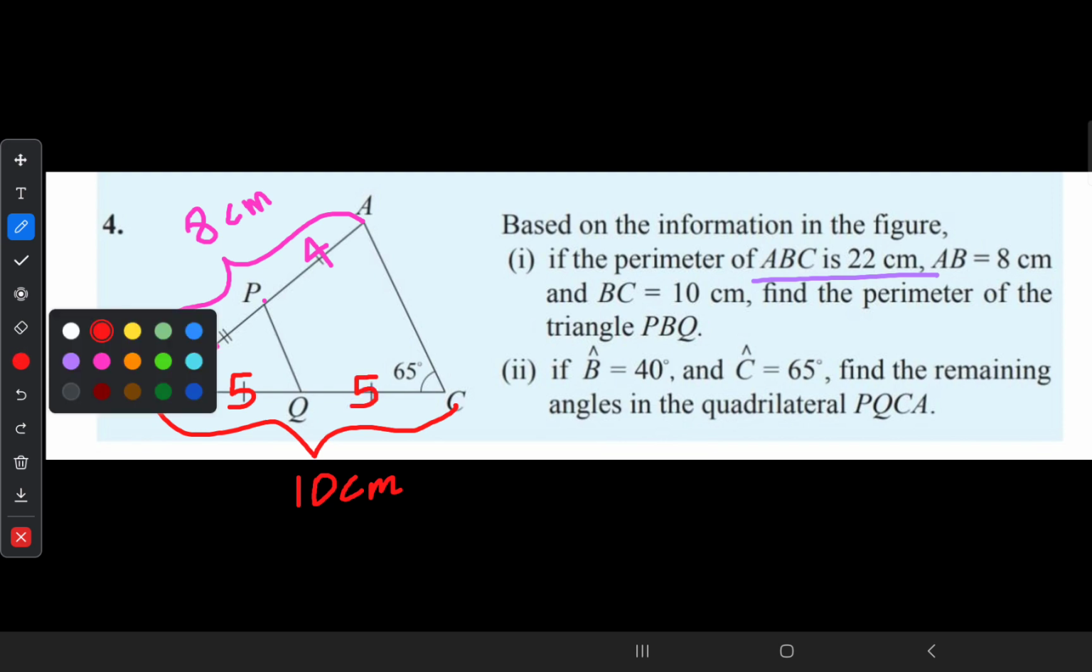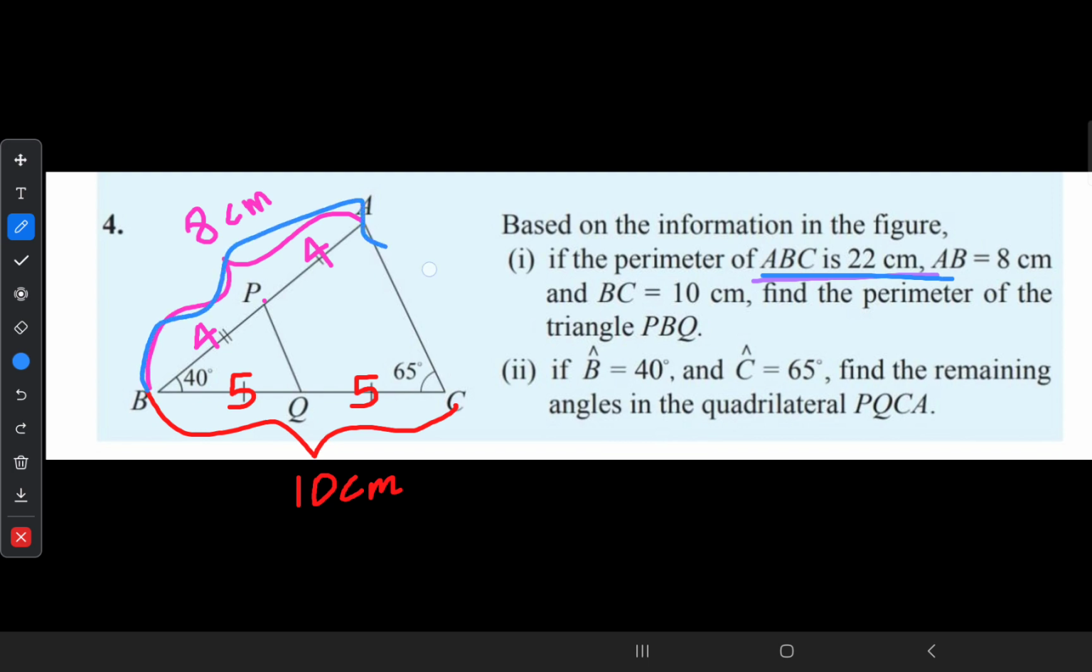Perimeter of PBQ. The question is to find the perimeter of this small triangle. We know the length of two sides. How can we find the third side's length? That's why we are having the data here. Perimeter of this total triangle ABC is 22. Already this is 8, this is 10. That means the remaining length is 22 minus 18. It is 4 centimeters. That is the length of the third side. AC should be equal to 4 centimeters.